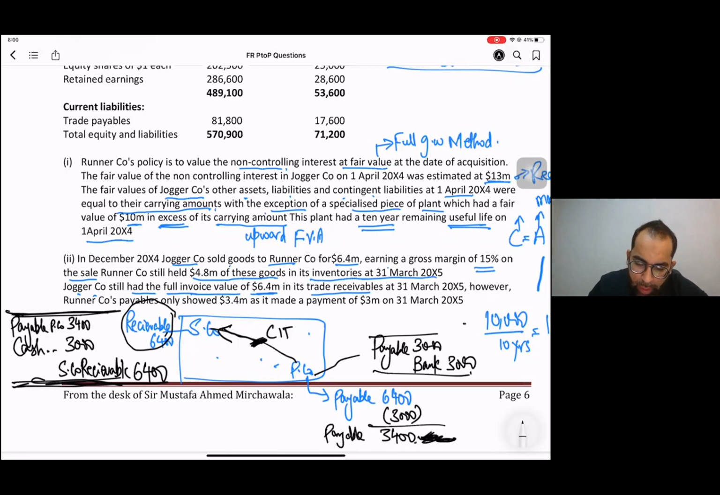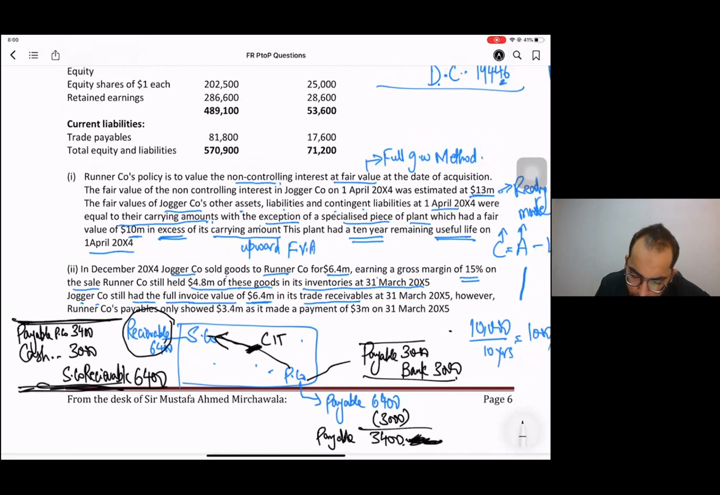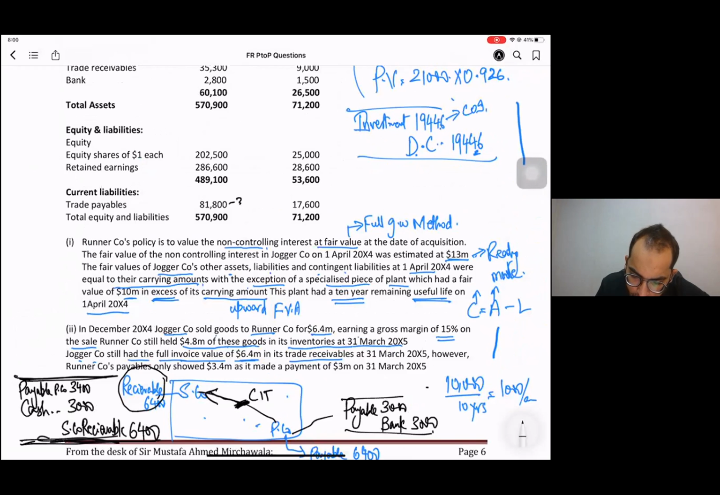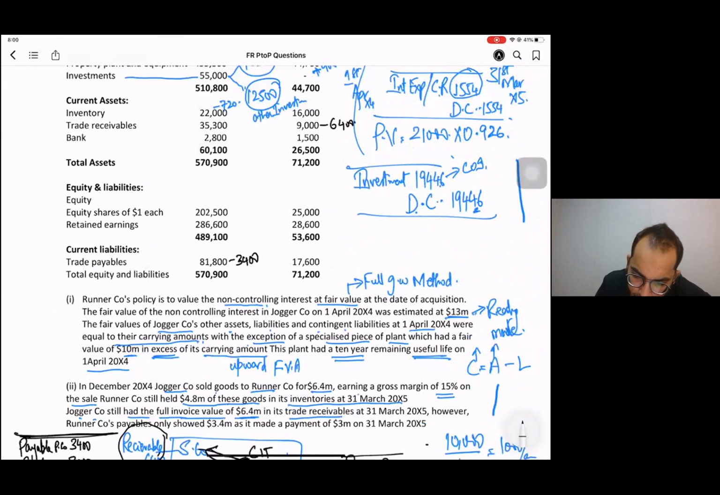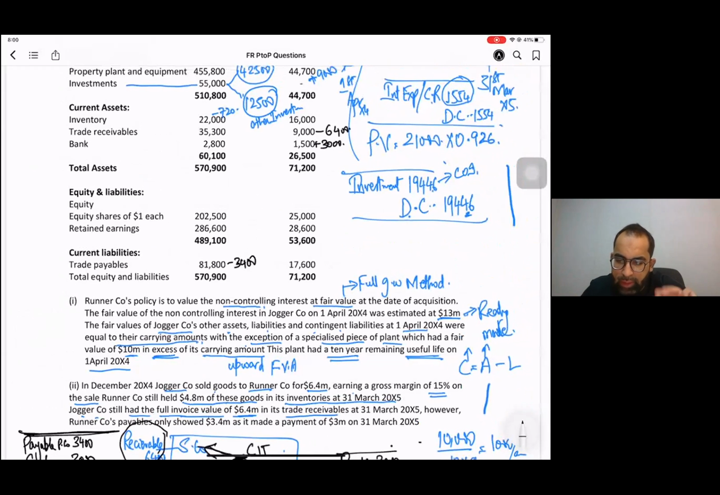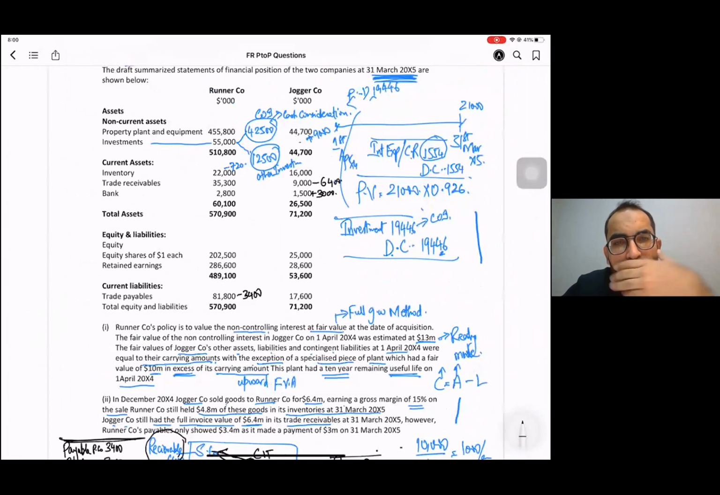Now how are we going to post it? See, this is the posting. The payable of parent company 3,400, reduce it. The receivable of S company 6,400, and the cash balance of S company will be increased by 3,000. This is how we'll post it. Please look at the screen.